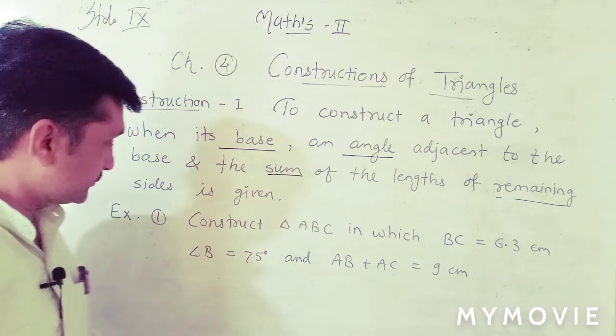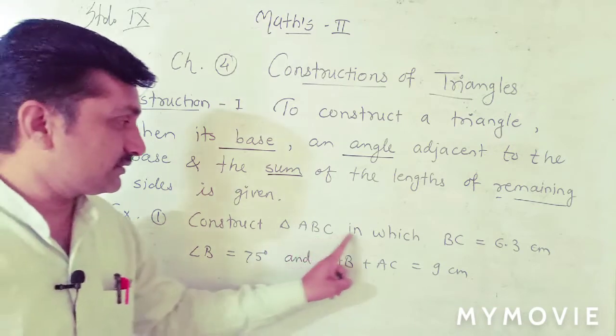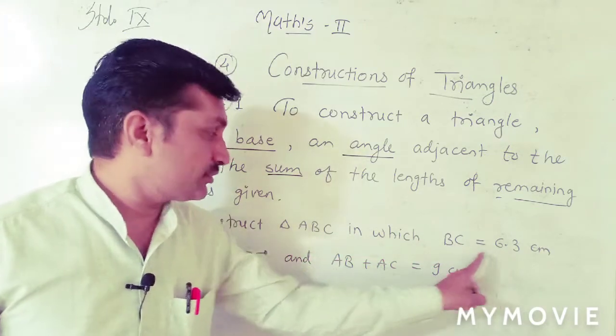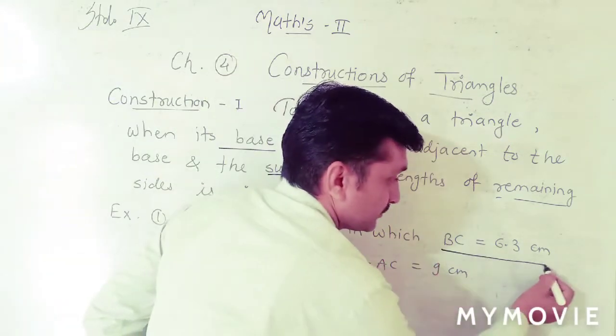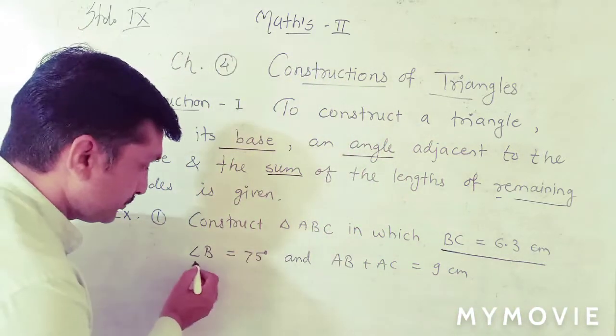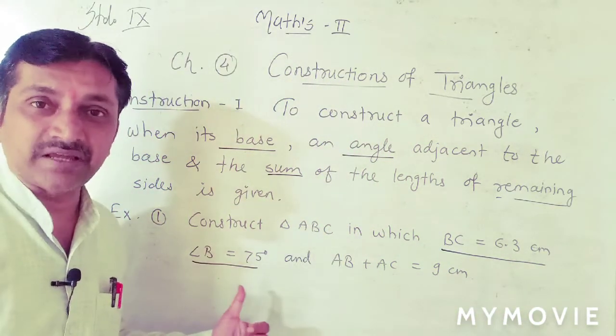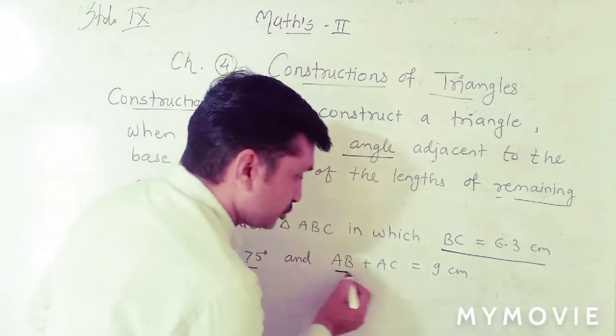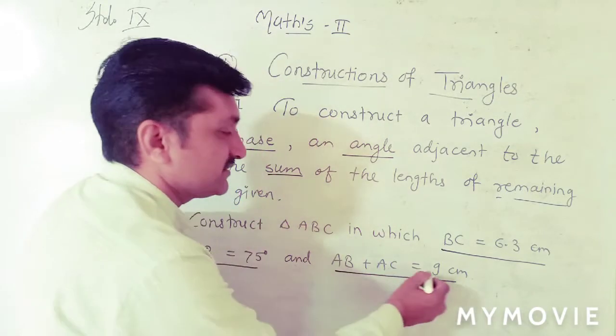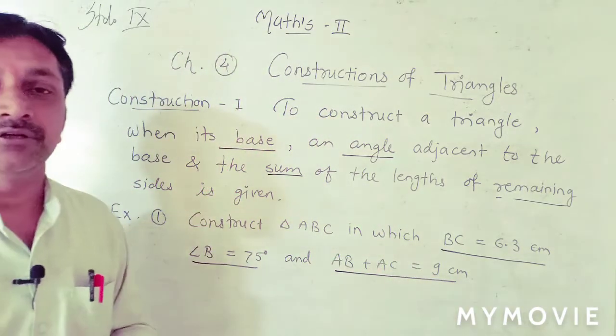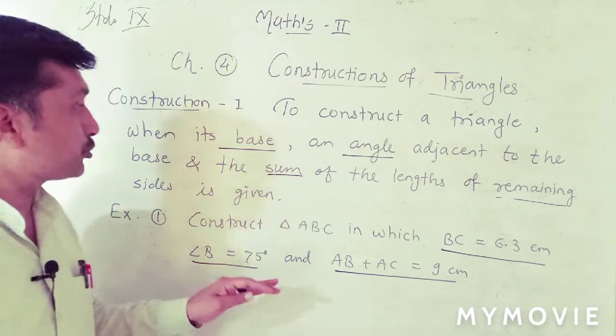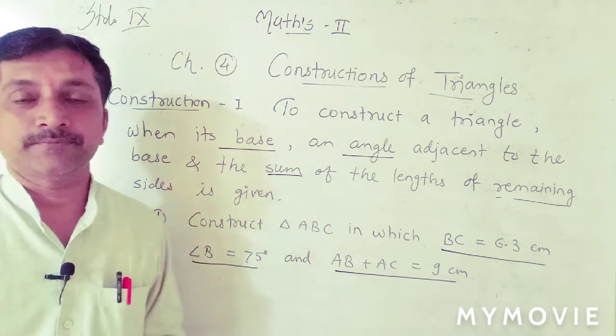Example number one is: construct triangle ABC in which BC is 6.3. Here BC is the base, angle B is 75 degrees, this is the base angle, and the sum of the remaining two sides is 9, meaning AB plus AC is equal to 9. In this way, three conditions are given and we have to construct triangle ABC.